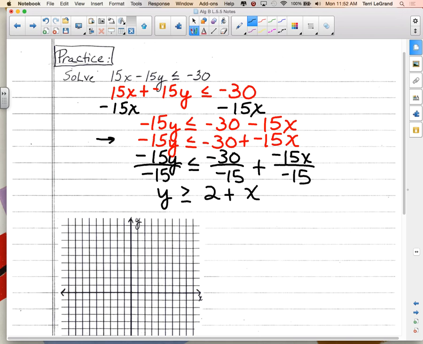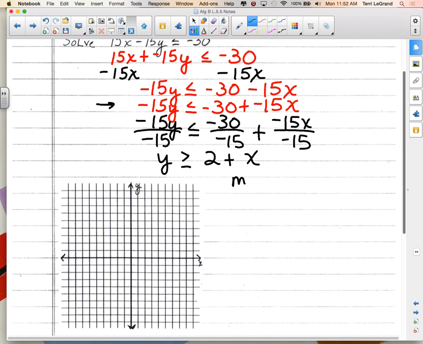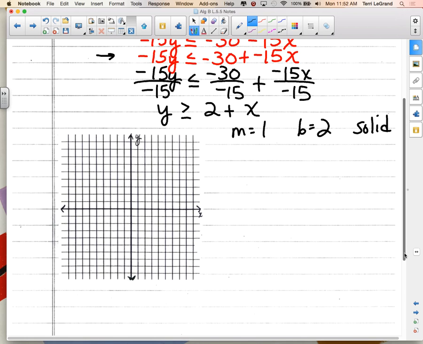Okay, now, what's our M and what's our B? M is 1 and B is 2. Maybe we should write this down this time because some of us maybe didn't remember this so well. And then not only do we have to decide where and how we're going to make the points, but we also have to decide if our line should be solid or dashed. Solid. Why solid? Because it has an equal sign on it. So solid. Okay, so go ahead, graph your boundary line.